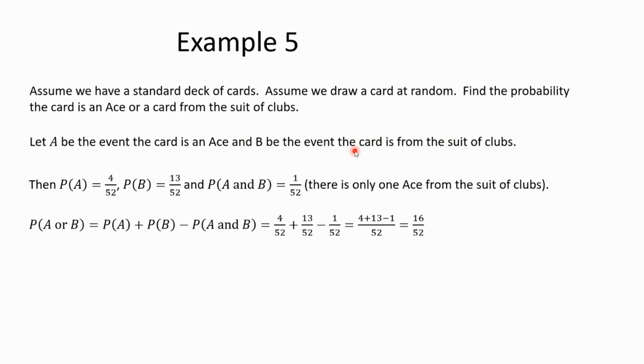What would be the probability of A or B? We're going to find the probability of OR. Well, by the formula, we have to get the probability of A, the probability of B, and the probability of their intersection, A and B. So for A, what's the probability that the card is an ace? Well, there are 4 aces in the deck, and there are 52 cards in the deck, so we have 4 out of 52.